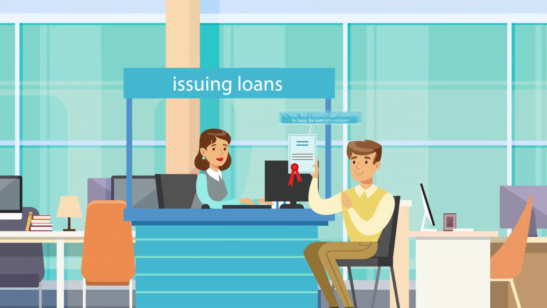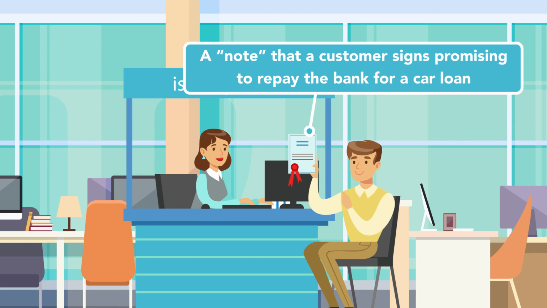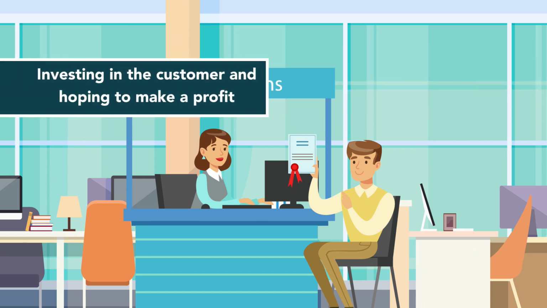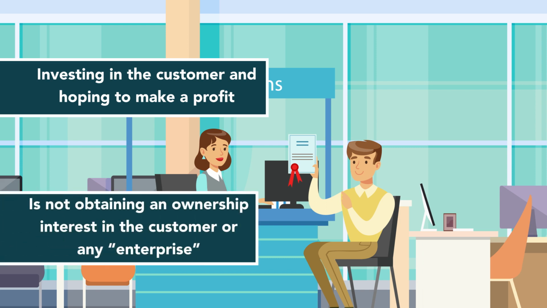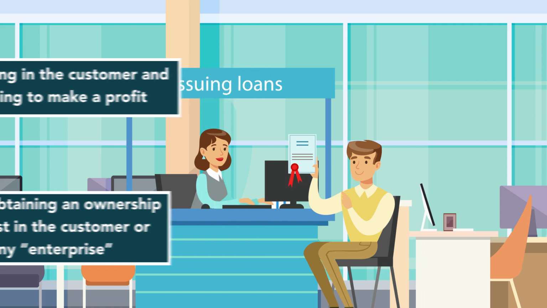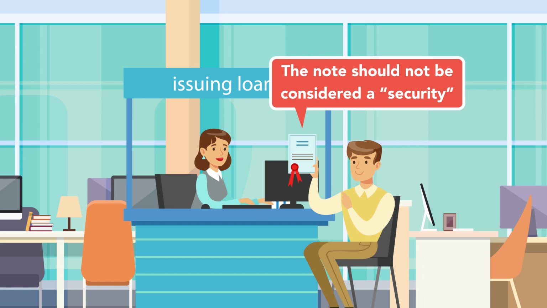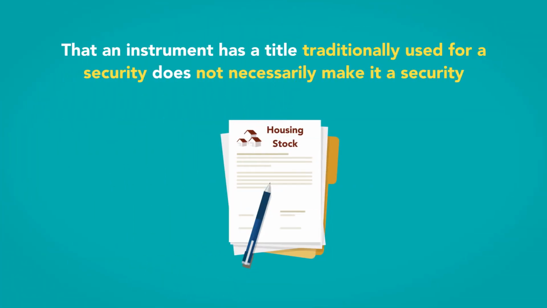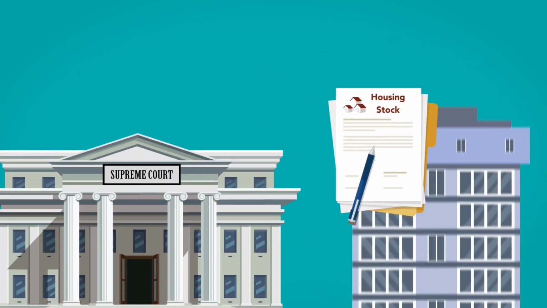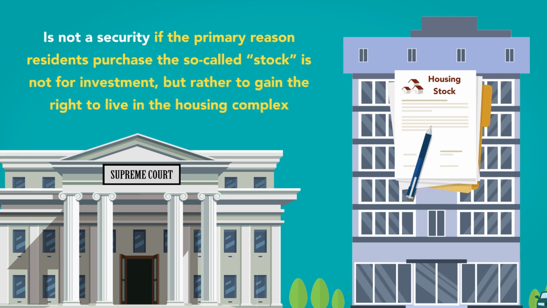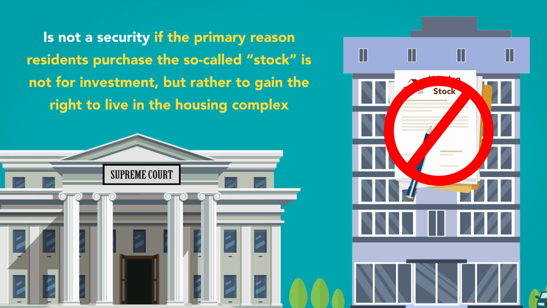An easy example is a note that a customer signs promising to repay the bank for a car loan. The bank is theoretically investing in the customer and hoping to make a profit, an interest on the loan, but the bank is not obligating an ownership interest in the customer or any enterprise. Therefore, context would dictate that the note should not be considered a security. That an instrument has a title traditionally used for a security does not necessarily make it a security. For example, the Supreme Court has held that a unit of stock in a residential housing cooperative is not a security if the primary reason residents purchase the so-called stock is not for investment, but rather to gain the right to live in the housing complex.